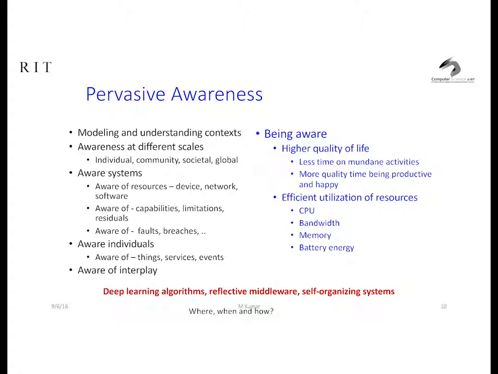Okay, so awareness at different levels. Awareness of systems, awareness of individuals. Individuals should be aware of what are the resources available, what are the services available, and what events are happening, and so on. So these are some of the areas that are particularly important, critical, to make these happen.